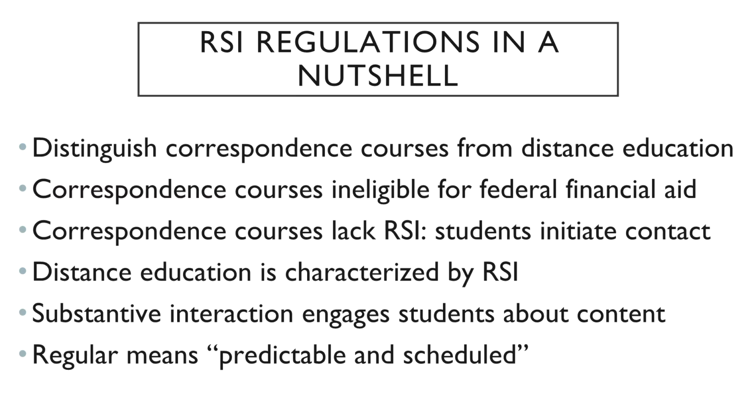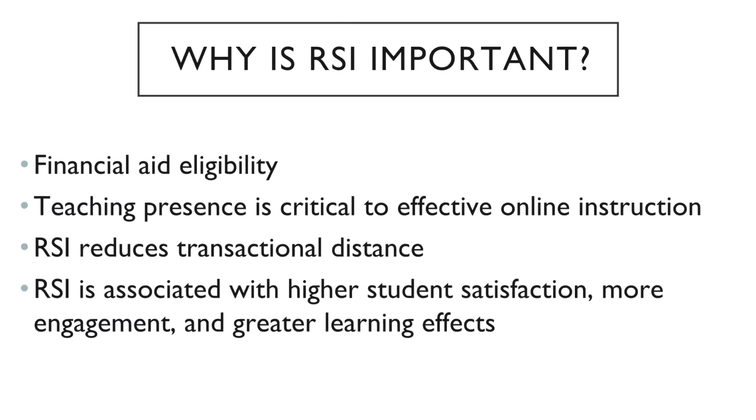In a nutshell, RSI regulations state that in distance education courses, the instructor must provide students with opportunities to engage with their instructor about the academic content of the course in a predictable and scheduled manner. Without RSI, an online course intended to be offered as distance education may be deemed a correspondence course by an accreditation agency or an audit by the Department of Education.